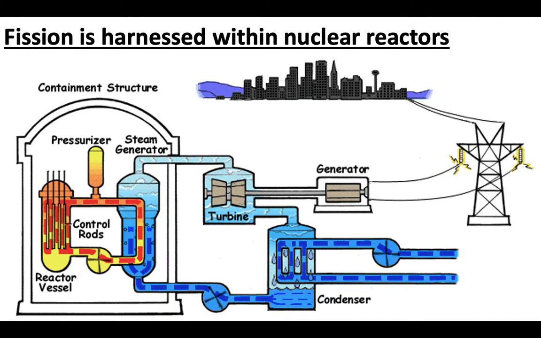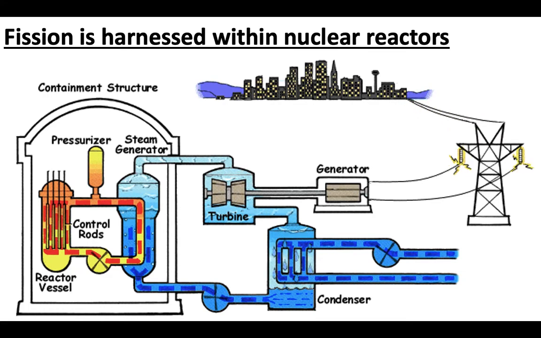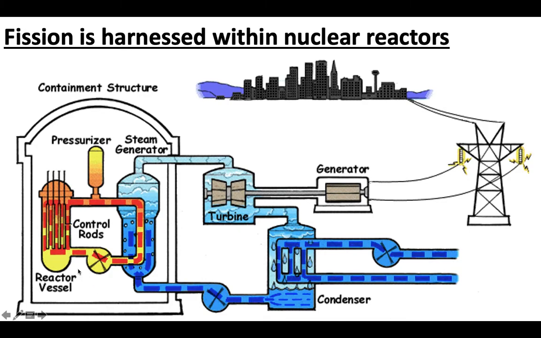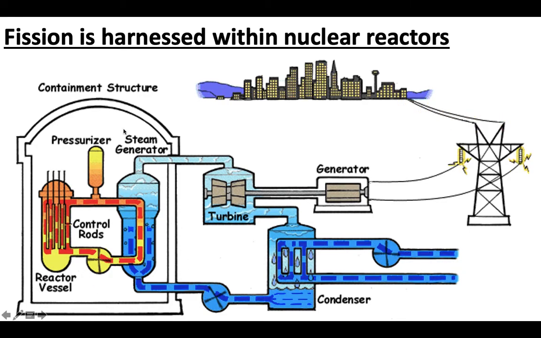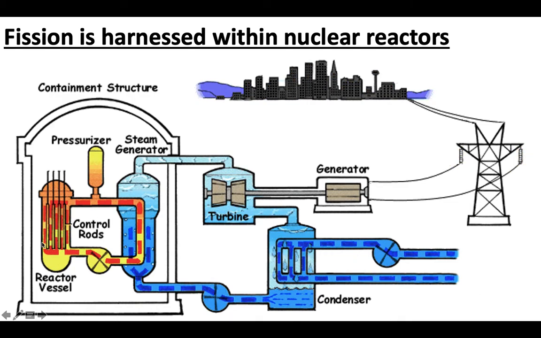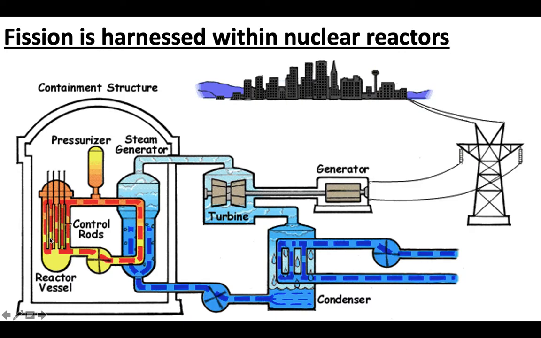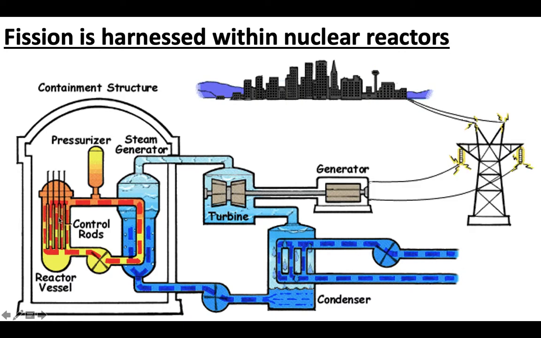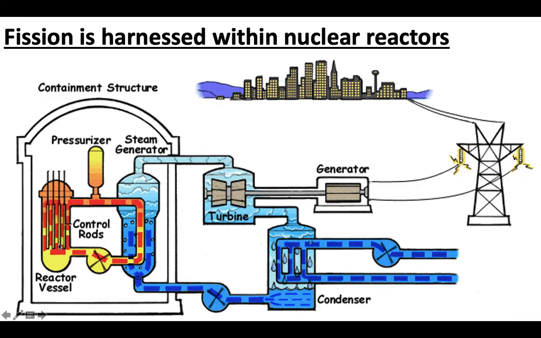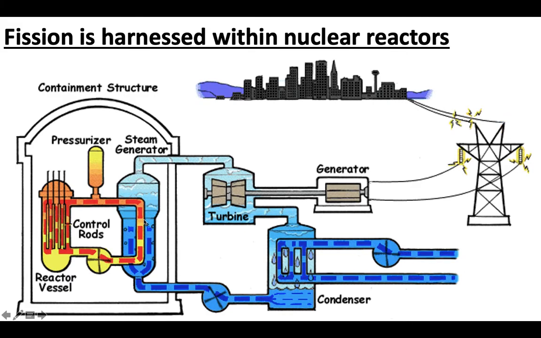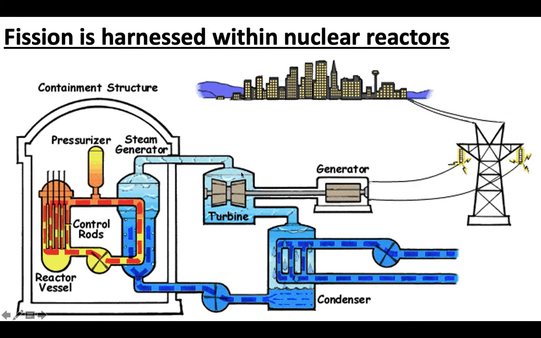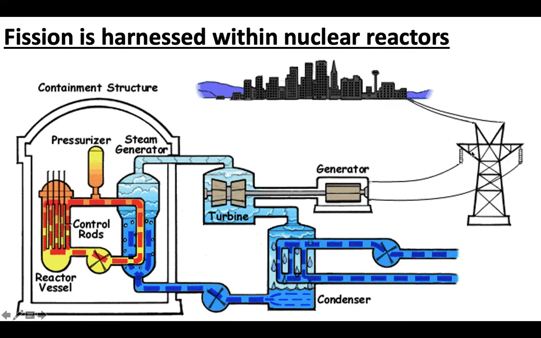So this fission reaction is harnessed within nuclear reactors, and nuclear reactors work somewhat similarly to coal or gas or oil power plants. Inside the nuclear reactor, we've got this containment structure, and inside there is a reactor. Within that reactor are these things called control rods, which I'll show you a picture of in a second, and they host the uranium fuel source. The fission reaction is happening within that reactor vessel, and that's generating a lot of heat. And that heat, much like in a coal power plant, is used to turn water into steam. That steam flows through a tube, turns a turbine, which turns a generator, generating electricity.